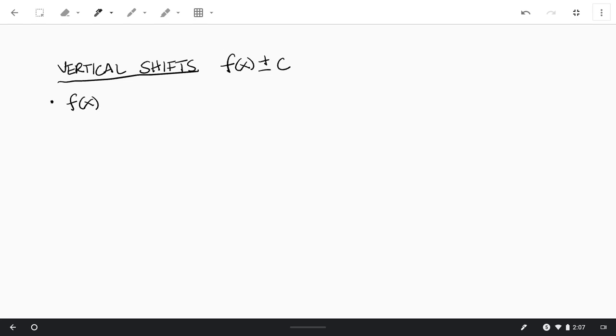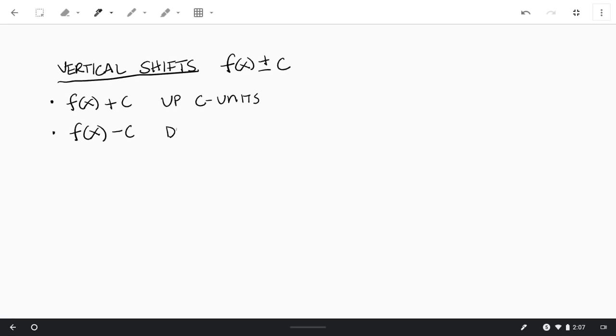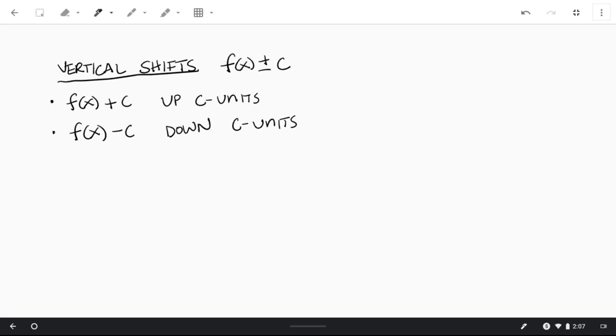If we have the plus, like x squared plus 3, then this would shift that same graph up 3 units. So here, this would go up c units. And if we subtract from those functions, like x squared minus 3, then it would go down 3 units. So subtracting c shifts the exact same graph down c units.